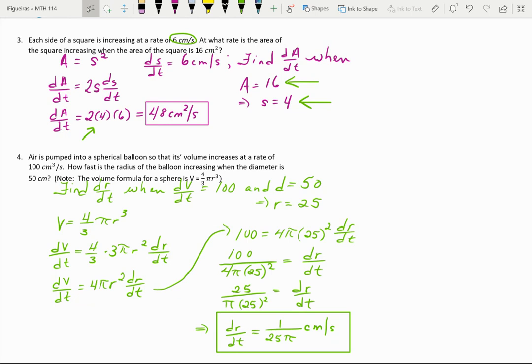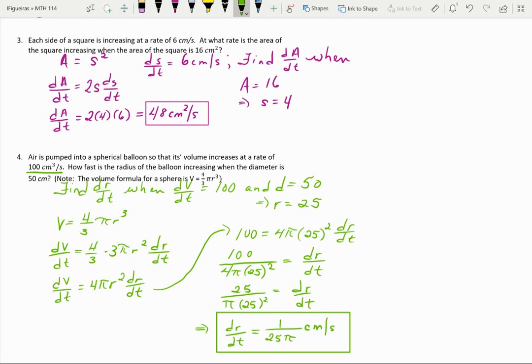It says air is pumped into a spherical balloon so that its volume increases at a rate of 100 centimeters cubed per second. So whenever you see something like this, 100 centimeters cubed per second, something changing with respect to time, that tells you it's a derivative. And because I'm talking about centimeters cubed, it's going to be some derivative with respect to volume. And the question is, how fast is the radius of the balloon increasing when the diameter is 50 centimeters?